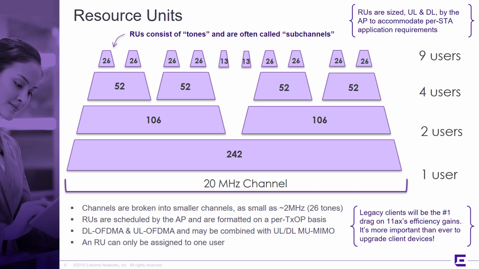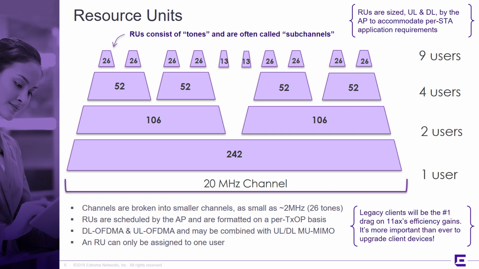So the resource units are allocated to the clients, either uplink or downlink, on a per TXOP basis, meaning the access point has to win a transmit opportunity and then decide does it want to transmit downlink or cause the clients to transmit uplink. The resource units can only be assigned to one user, and of course that user can only be assigned to one resource unit, no matter the width. You cannot assign, let's say for example, a 52 and a 106 to a particular client.